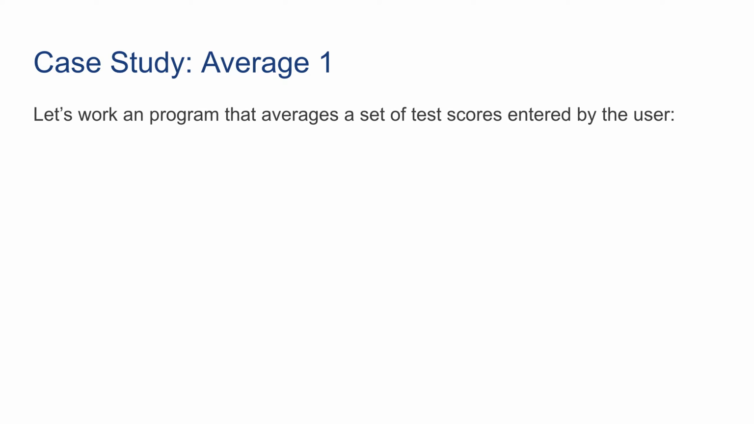So let's see this in an example. Let's work on a program that averages a set of test scores entered by the user. So this program could look like this. First, we can ask the user for the n, which means how many test scores the user has. Then we can set the total to 0, and then we can repeat n times using a for loop.